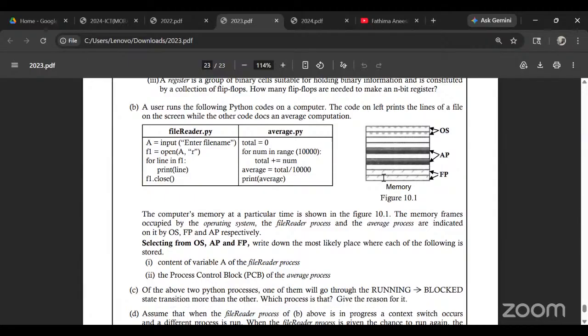So this is something where Python is also connected. Now they are asking to select from these three and write down the most likely place where each of the following is stored. Content of variable A of the file reader process. So in the file reader process, you're getting an input, you're opening it, reading it, and printing it, and then you're closing the file, right?